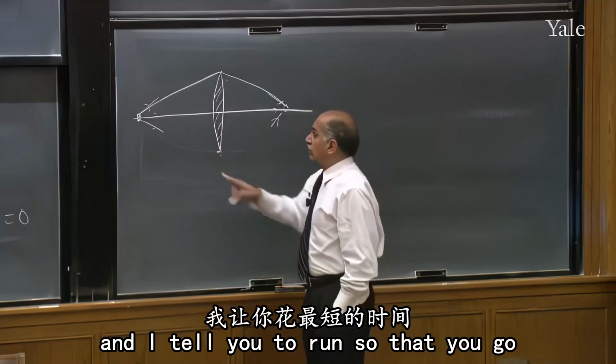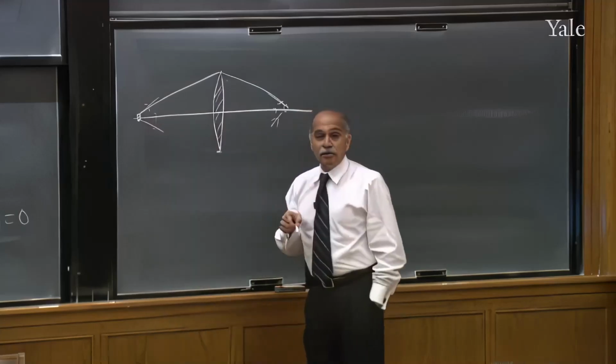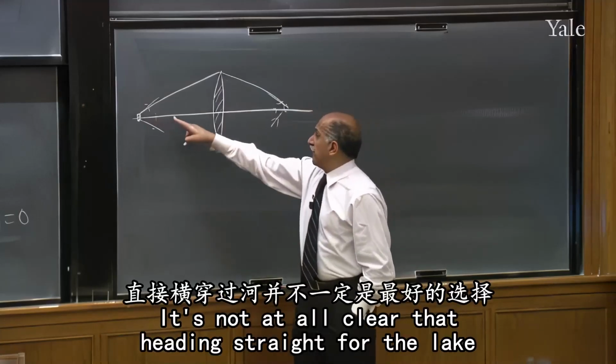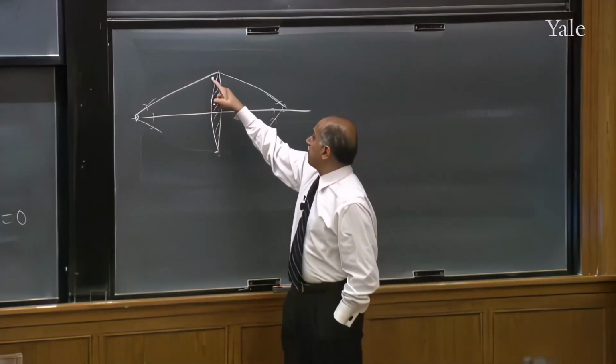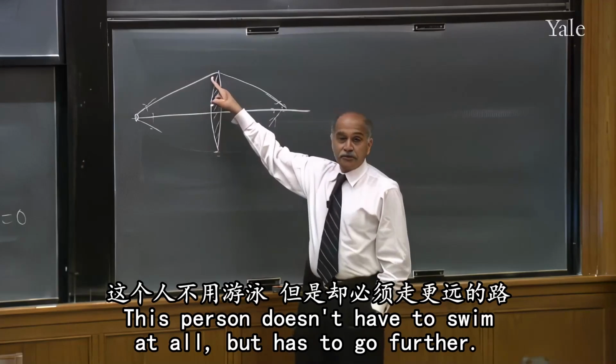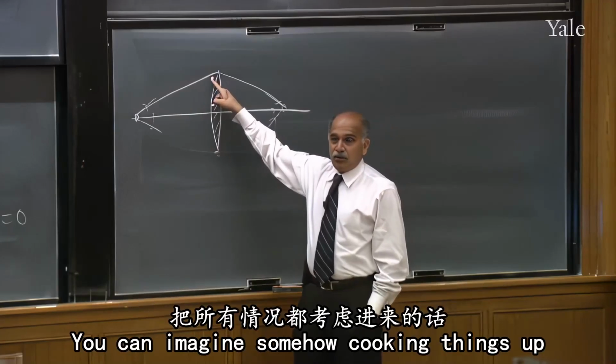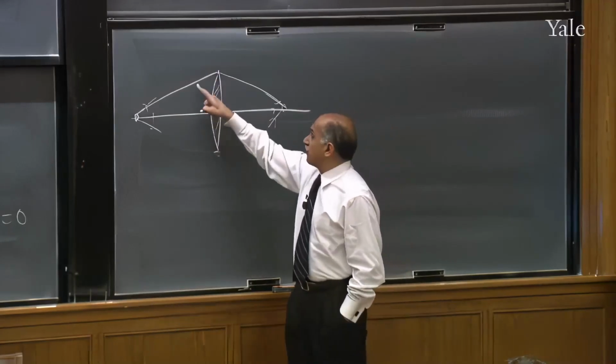and I tell you to run so that you go from here to here in the least time. It's not at all clear that heading straight for the lake is the best thing to do, because you've got to swim. This person doesn't have to swim at all, but has to go further. So you can imagine somehow cooking things up so that they all take the same time.